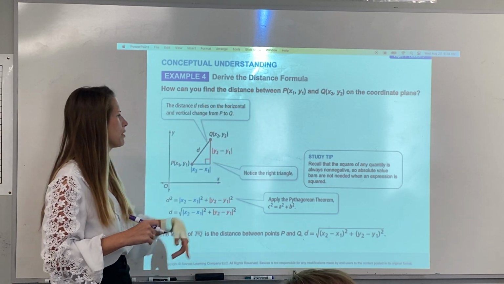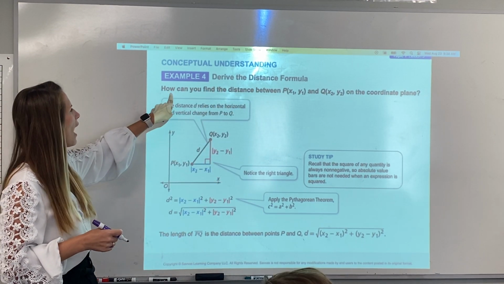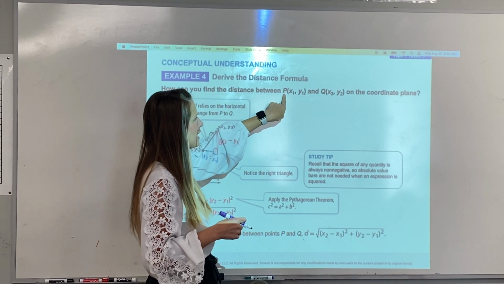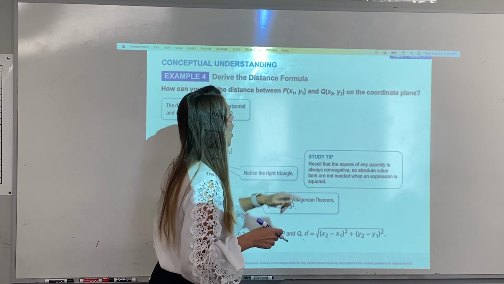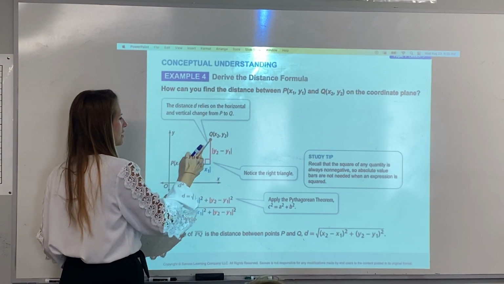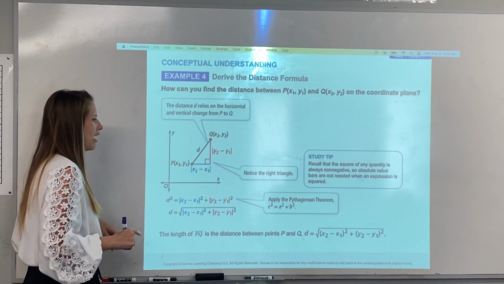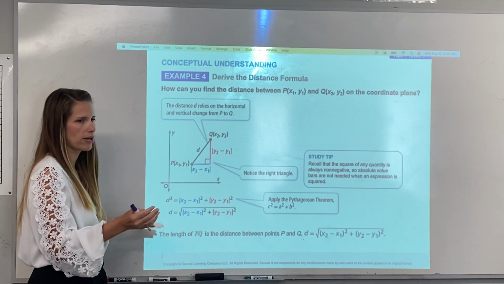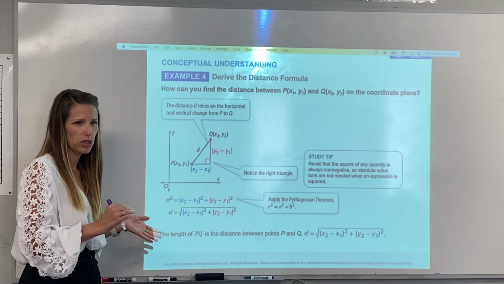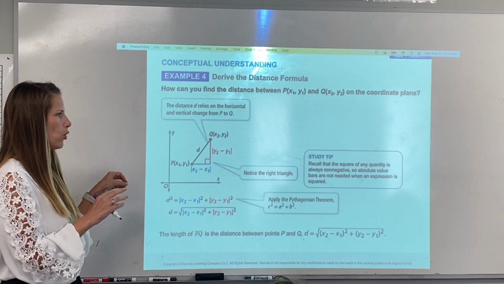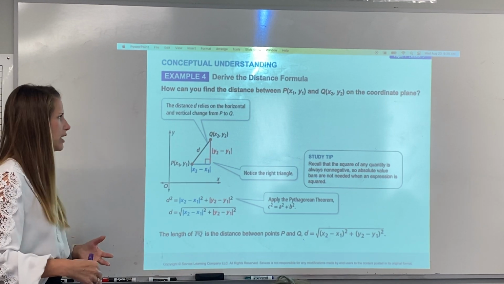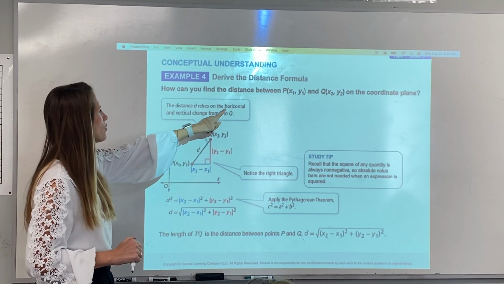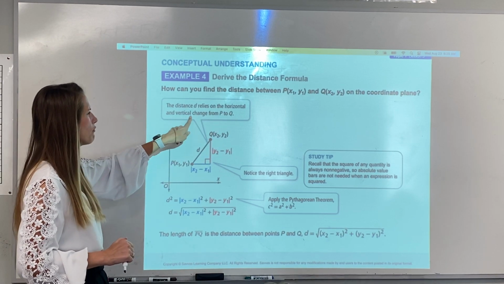Derive the distance formula. Derive, figure it out. How can you find the distance between point P and Q on the coordinate plane? Okay, so we've got a diagonal line, and we're trying to find the distance. This is more just the theory behind it. We don't actually have coordinate points. Sometimes these look more complicated than they actually are, but it is showing you how the formula is derived, or created. The distance, D, relies on the horizontal and vertical change.